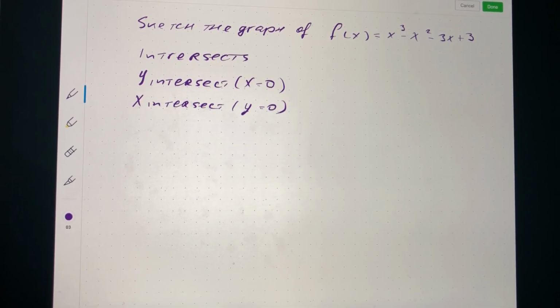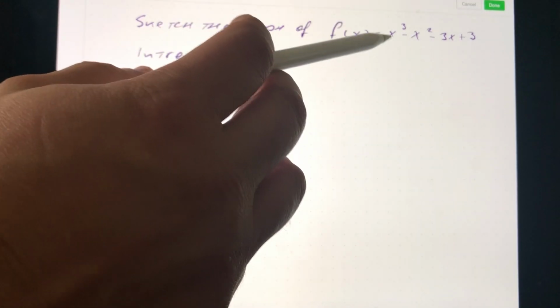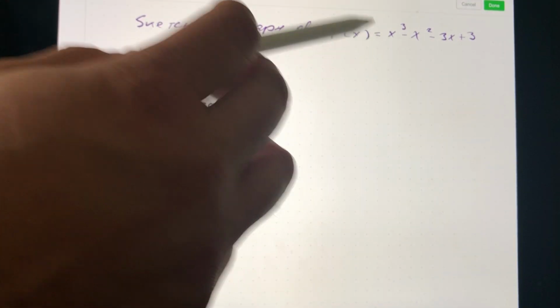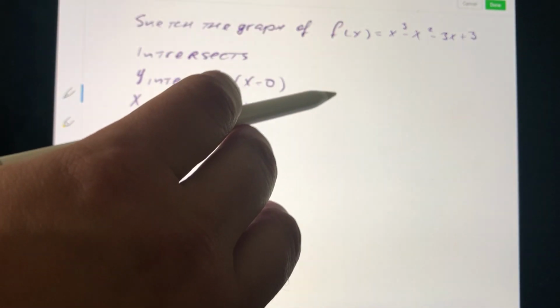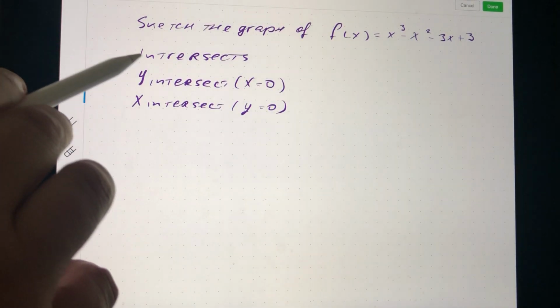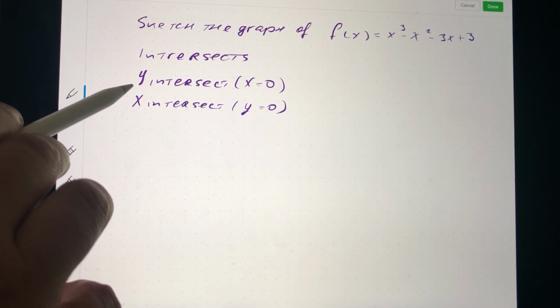Hello. In this video, let us sketch a graph of a cubic polynomial. Sketch means to make a picture by hand, and this is a cubic. So we are expecting that one arm is going to go up, one is going to go down. Now, when we are making a sketch, we need to provide a few key pieces of information.